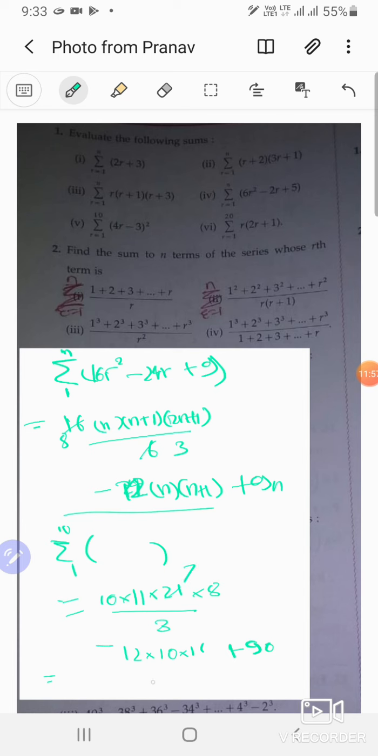This is 7. Yes, and then you got this 10 into 11 common, so you got 7 times 8 is 56. 56 minus 12, right? So 10 into 11 times, what is this? 56 minus 12, that is 44. Yes, so into 44 plus 90, which is, yes, everything is correct, no problem.